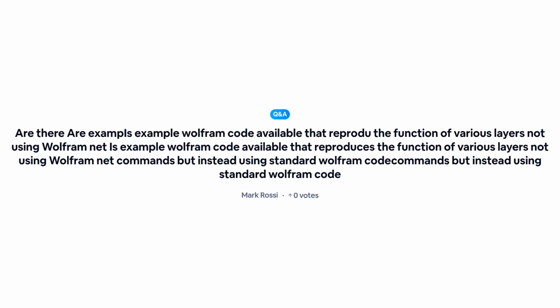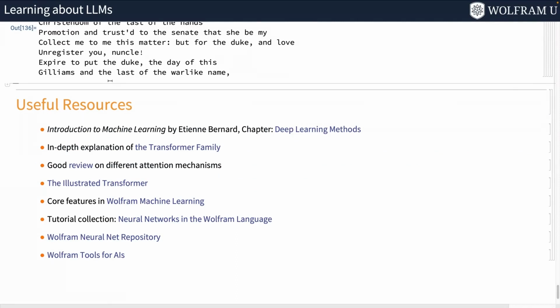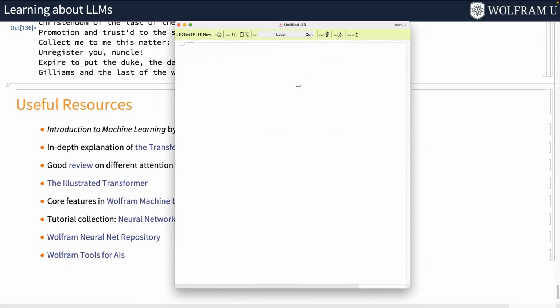Sure. There's an interesting one from Mark, who is asking if we have examples of recreating the functions that the neural network is representing using basic Wolfram language functions, not the net functions. I believe we have a very simple example for the LinearLayer, the first layer in our tutorial. Are there any other examples? Well, the linear layer that we use a lot here is just a simple matrix multiplication.